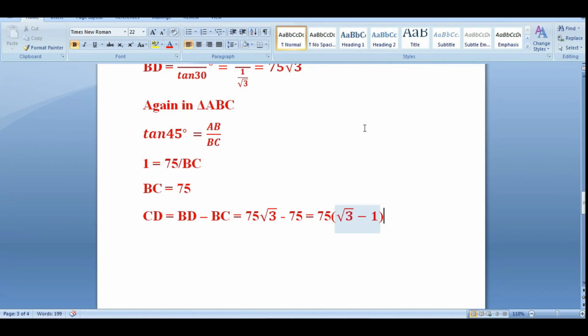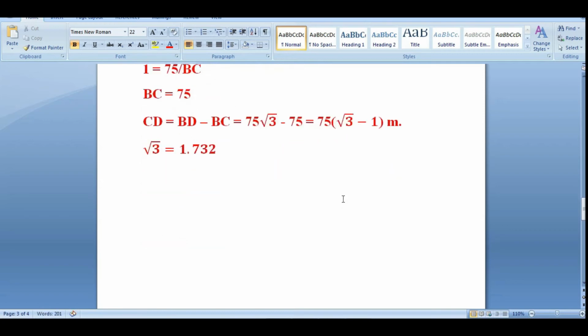Okay, now you have two options. You can keep the answer as it is, or else you can put the value of root 3 and simplify it further, but I'm just leaving it over here. You know the value of root 3, we have discussed in the previous problem. It's 1.732. I'm writing over here. So you can put this value and simplify the problem further, but I am leaving this problem right now. Now next, move on to the next problem.